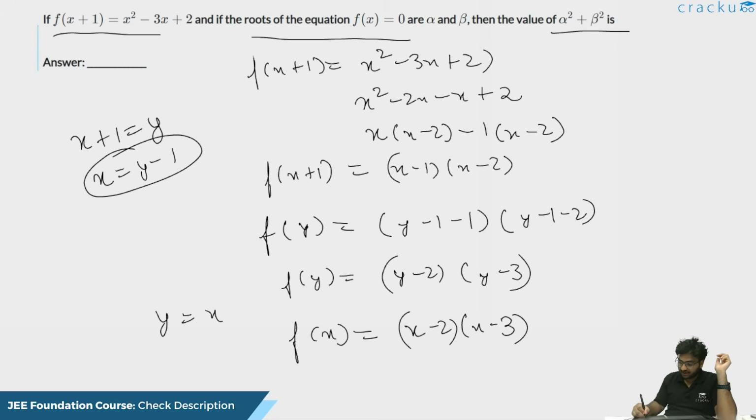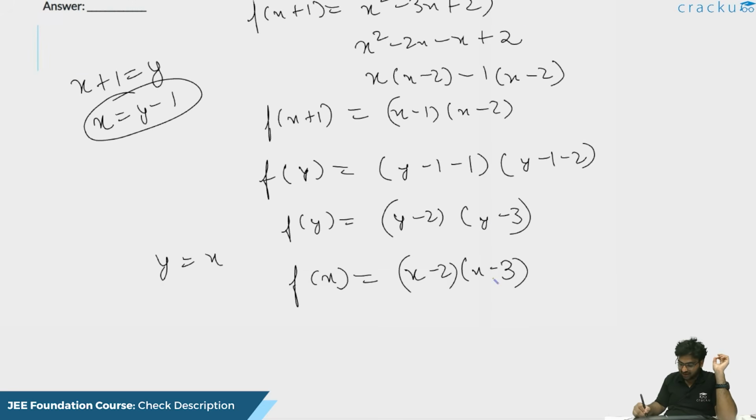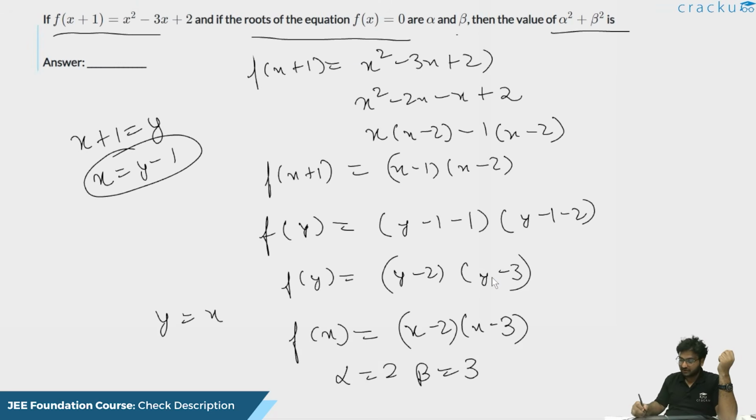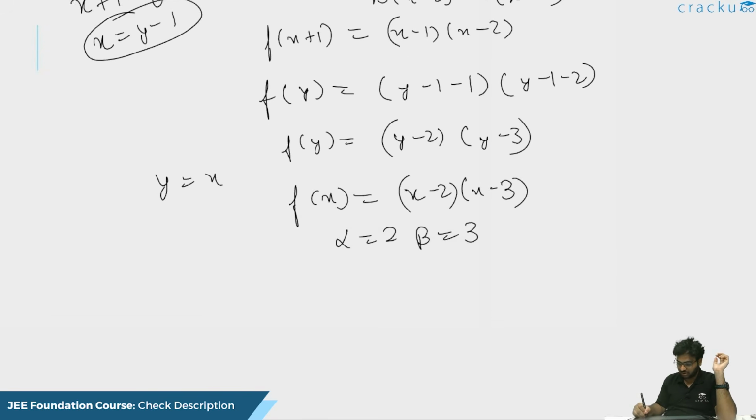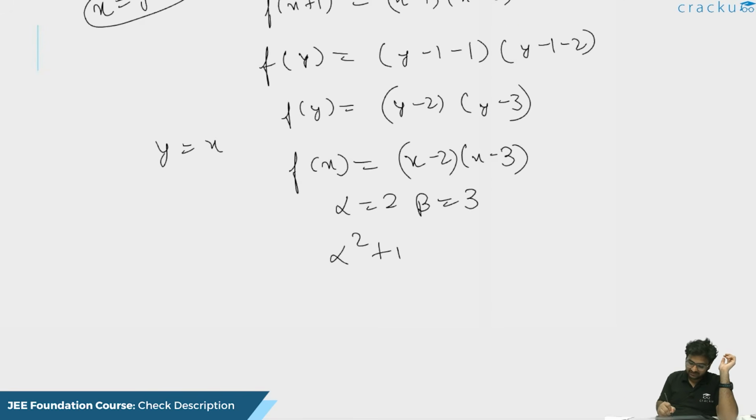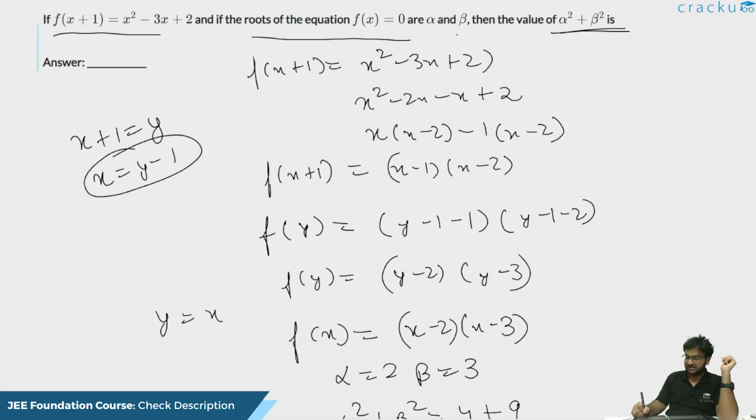Okay. Now what is asked? If alpha and beta are the roots of this equation, so alpha is equal to what? 2 and beta is equal to 3, or vice versa. Doesn't matter because we have anyways asked alpha square plus beta square. So alpha square plus beta square will be equal to what? 2 square which is 4 plus 3 square which is 9. So this is equal to 13. Hence the correct answer of this question is 13.